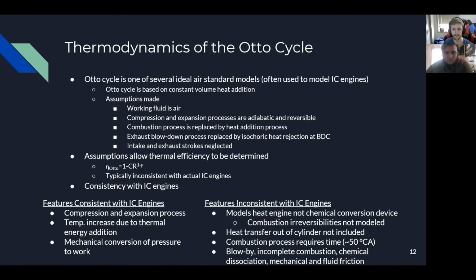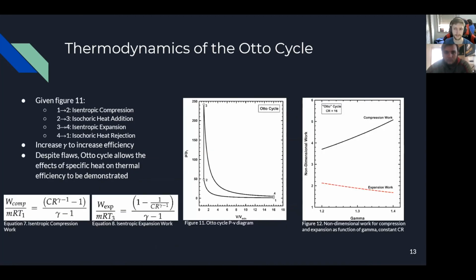The cycle doesn't model heat transfer of the cylinder, combustion time in terms of crank angle, blow-by, incomplete combustion, chemical dissociation, or internal friction. Figure 11 shows the PV diagram of the Otto cycle with an isentropic compression and expansion and isochoric heat addition and rejection.